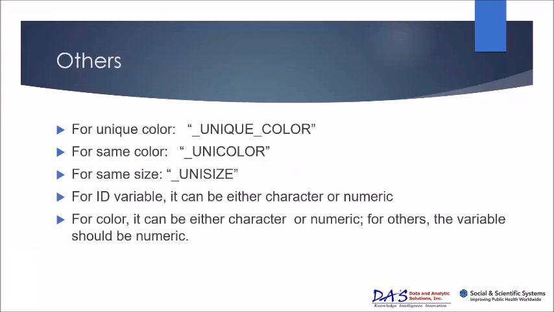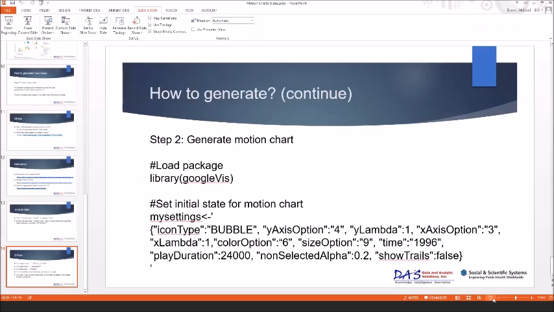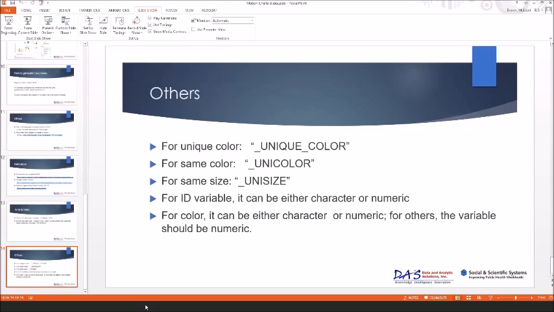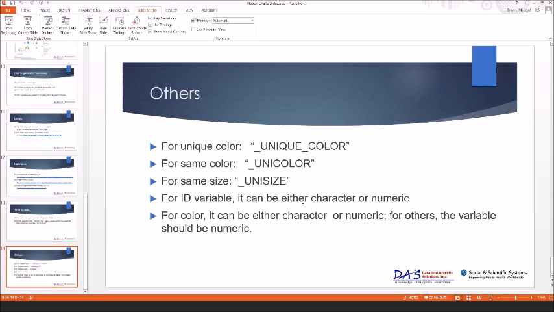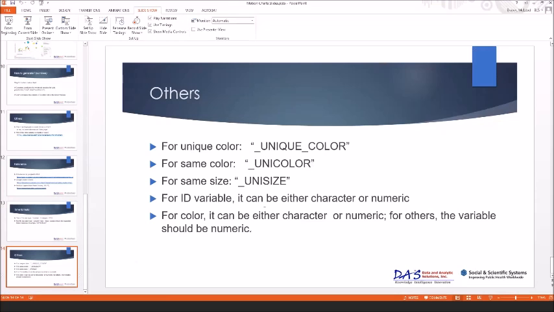For other options in the motion chart, the color can be a variable, or it can be the same color or unique colors for each bubble. So the code is unique color or same color. For the size, it can be unique size or the same size, so the code for the same size is unique size.